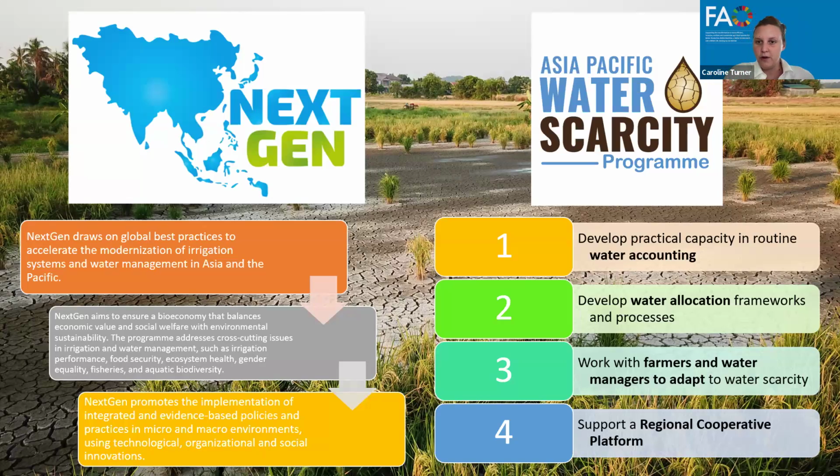Our water scarcity program is currently active, and it is operating in Cambodia, Indonesia, Thailand, and Vietnam with an expansion to Laos and Mongolia. The objectives of the water scarcity program are: 1, to develop practical capacity in routine water accounting; 2, to develop water allocation frameworks and processes and embed these within government; 3, to work with farmers and water managers to adapt to water scarcity; and 4, to support a regional cooperative platform.